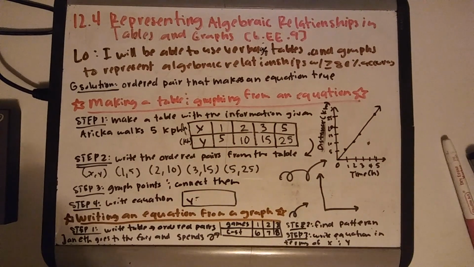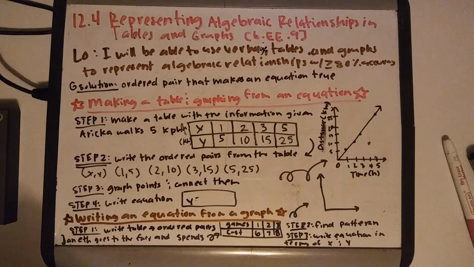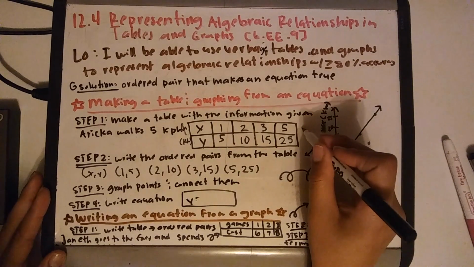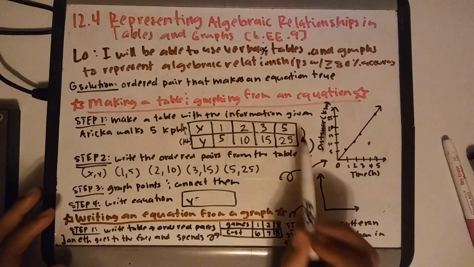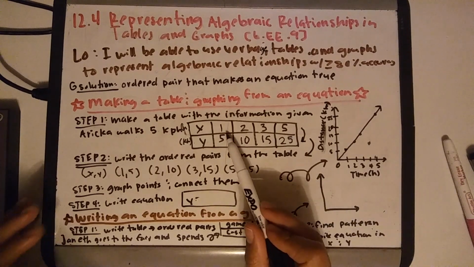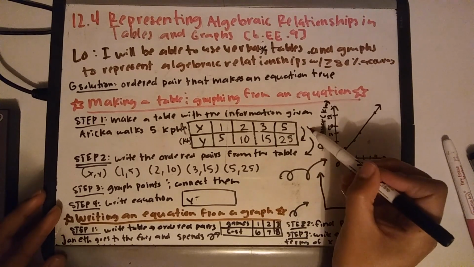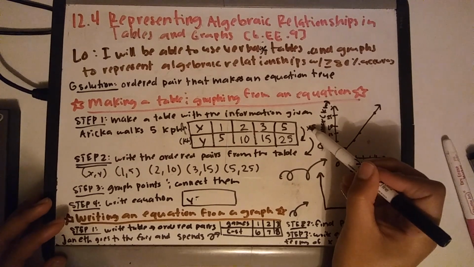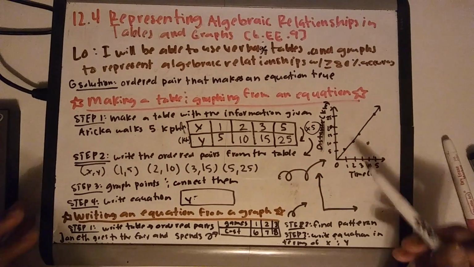Okay, and so now I'm going to create an equation. We can do it by just looking at our pattern here. We know that we are multiplying times 5 every time. So we'll multiply the x times 5, right? So that's my pattern. I can also do it from the graph.